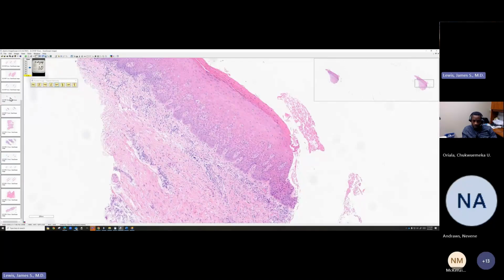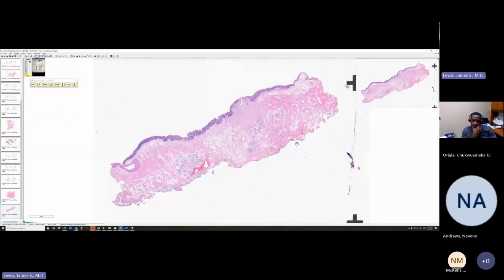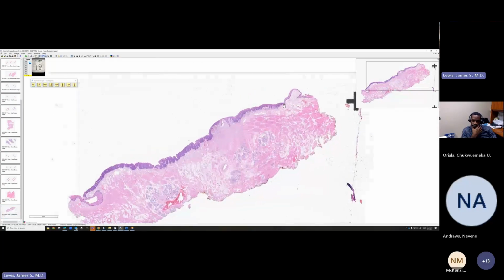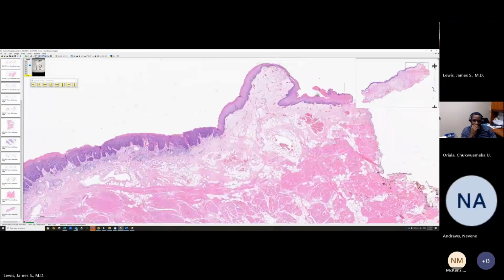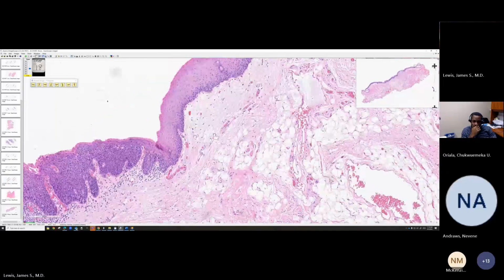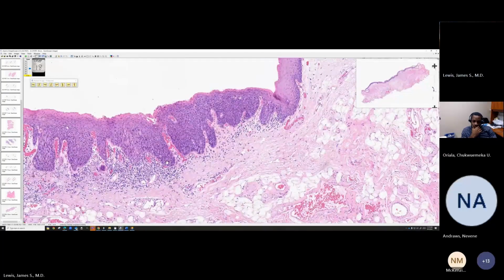I can't do that with these, but okay, let me show you guys something else. This is kind of a cool one. This is a patient with a big old white patch on his ventral tongue and floor of mouth. He's a heavy smoker, older male.